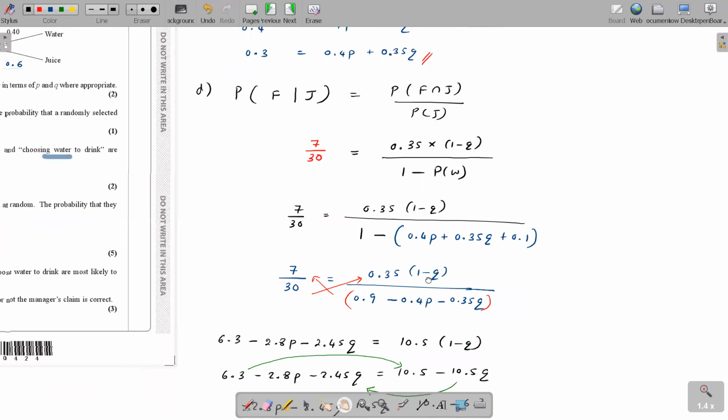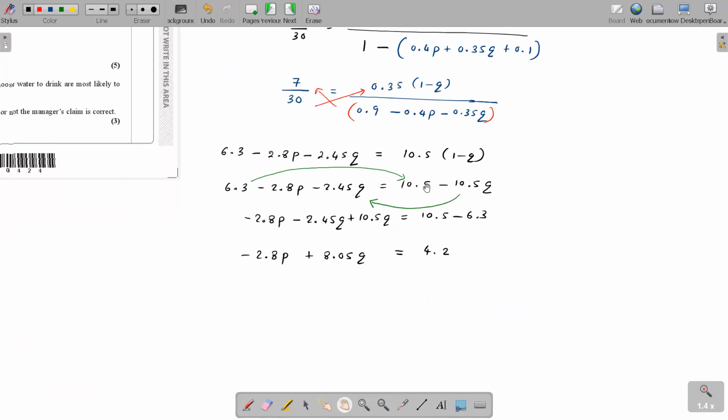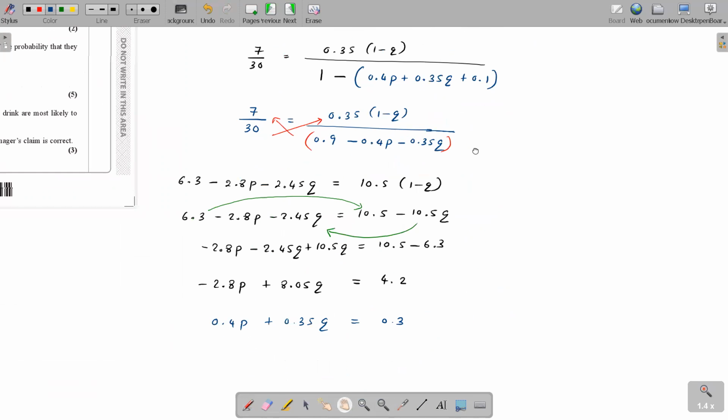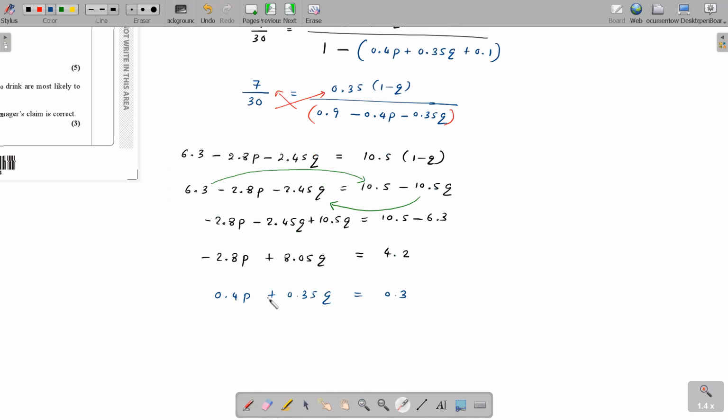The first equation is 0.3 equals 0.4p. Can you all tell me the first equation? The first equation is 0.3 equals 0.4p plus 0.35q. So let's substitute, children. Or else I could multiply the first equation by 7, isn't it? To get 2.8p, 7 times 4 is 28. Shall I do like that?